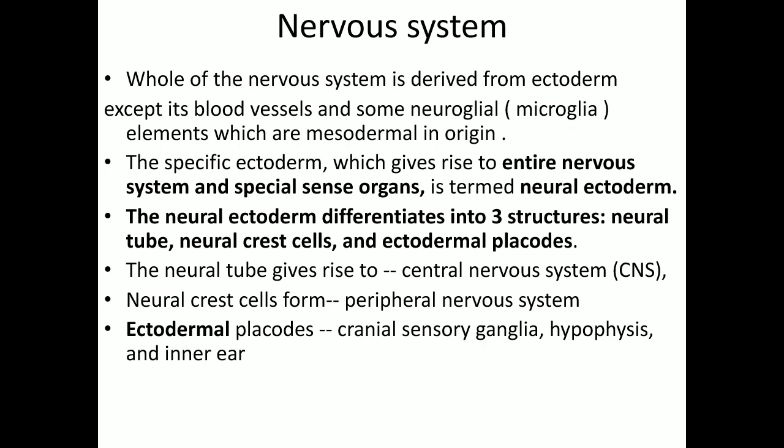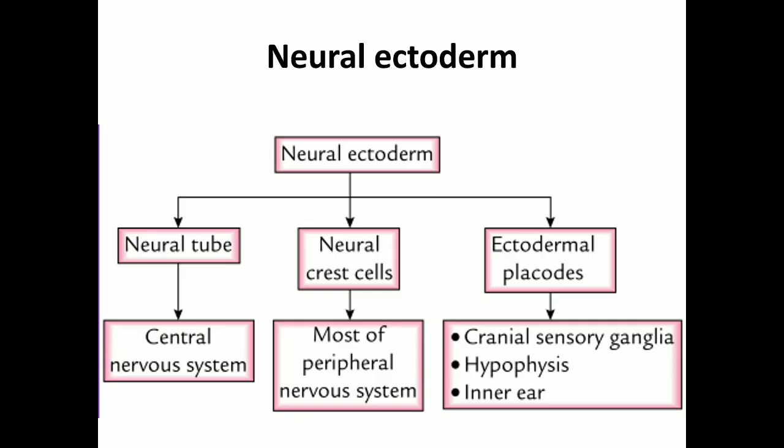differentiate into three structures. First is the neural tube, which gives rise to central nervous system. Second one is the neural crest cells, which form the peripheral nervous system. And third one is the ectodermal placodes. They form the cranial sensory ganglia, hypophysis and the inner ear.